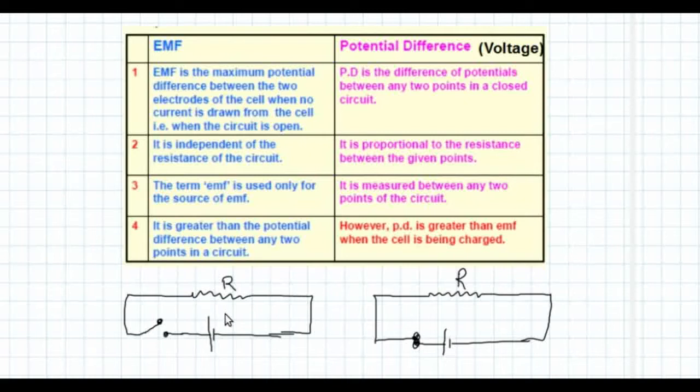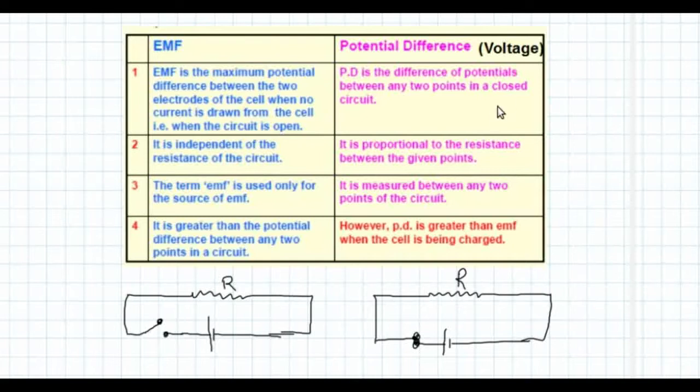So this is an open circuit. Here you can see this is a cell, and this cell is connected to an external resistance through a switch, and this switch is open, right? The switch is open, and such a condition is called an open circuit. Now the potential difference between the positive and negative electrodes is called EMF. So the maximum potential difference is available when the circuit is open or when there is no current flow.